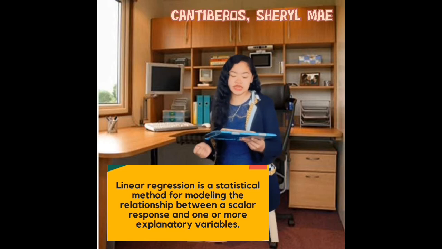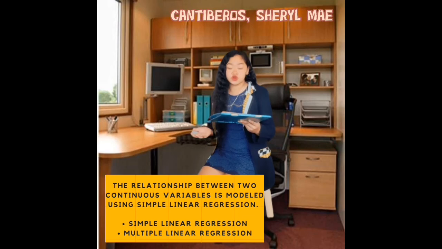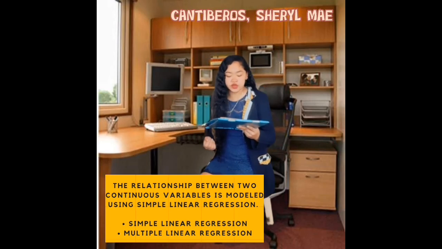So what exactly is simple linear regression? The relationship between two continuous variables is modeled using simple linear regression. The goal is frequently to predict the value of an output variable or response based on the value of input or predictor variables.